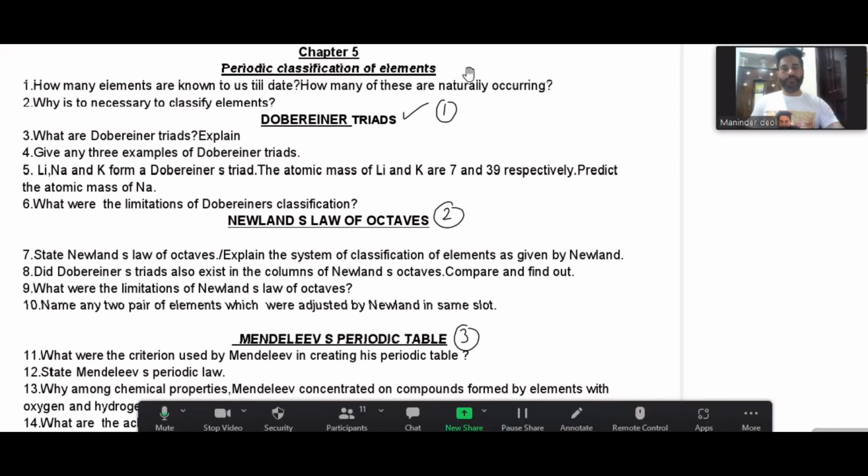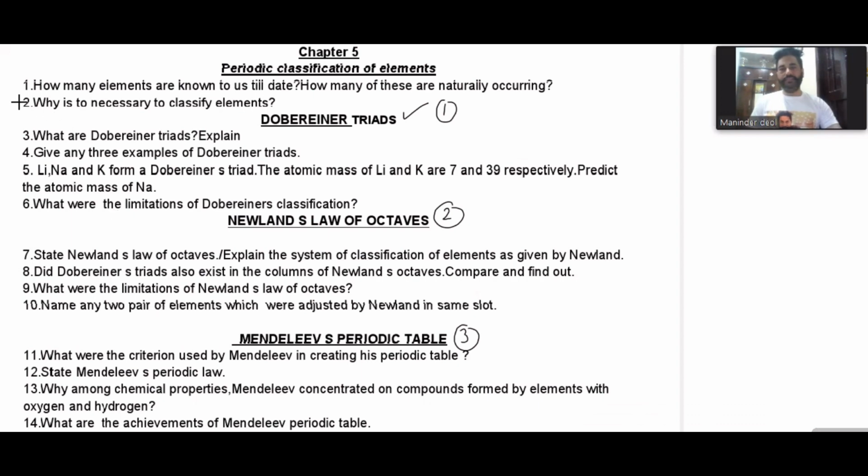This is our question number 2. I am asking the answer to question number 2. Hopefully all are listening to me. Yes, sir, for understanding the properties of elements. Yes, so that we can study the properties of the elements, and not only study but also compare the properties. If we arrange all the elements in a proper manner, then it will be very easy to study, to determine, as well as to compare the properties of one element with another.